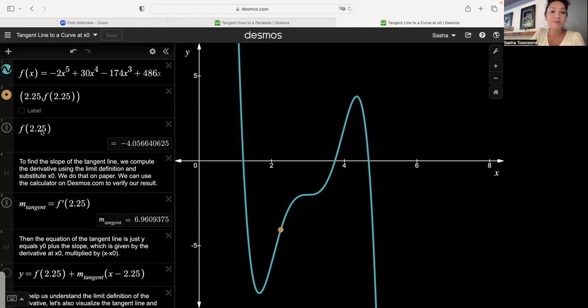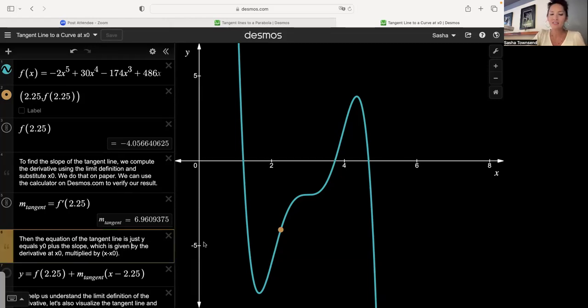So if we evaluate f at 2.25, we find that the y value is approximately negative 4.05 or negative 4.06, which is right there. And then if we want to find the slope of the tangent line, we just use the calculator on Desmos.com to compute that slope. We'll say m subtangent is f prime of 2.25. And when Desmos does the calculation, it tells us that the slope is 6.96 approximately.